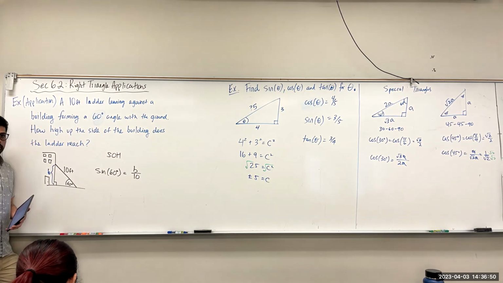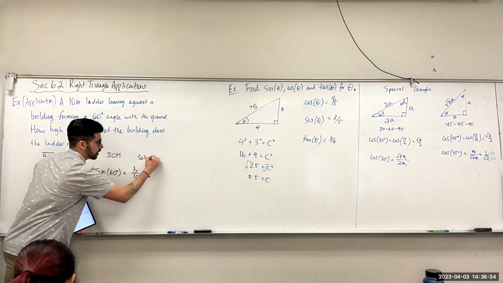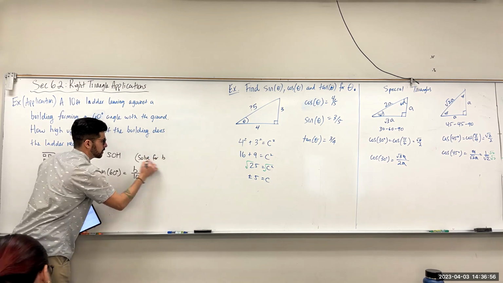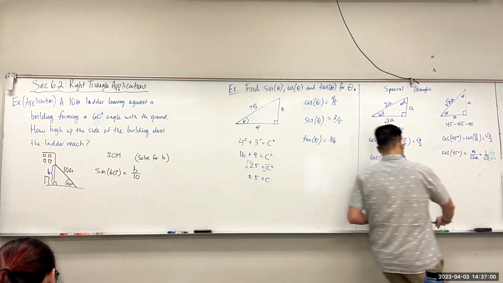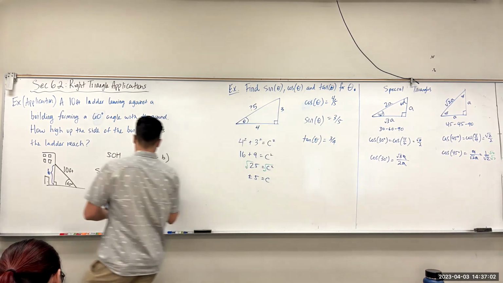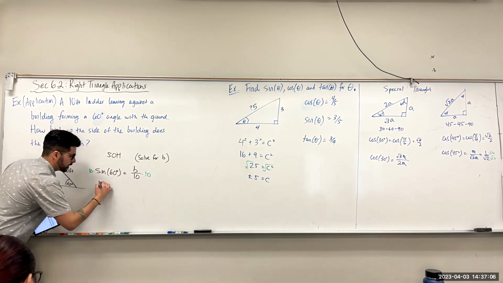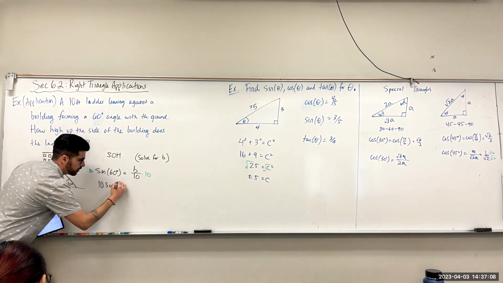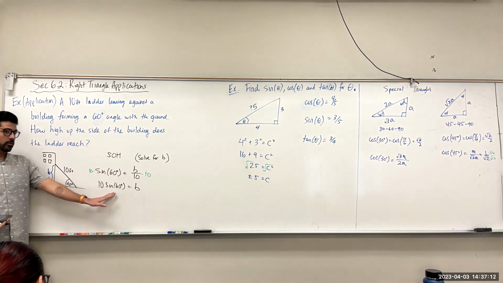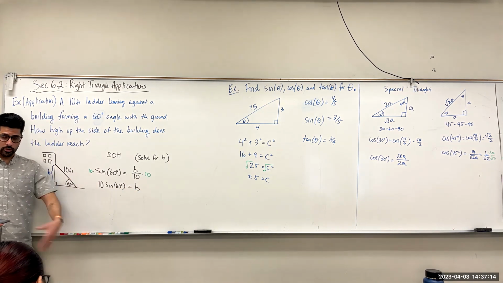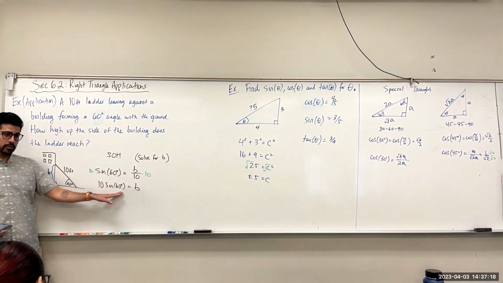We're solving for B. What do you do? Multiply both sides by 10. So we get 10 times sine of 60 degrees equals B. Now you apply the knowledge with the unit circle stuff and ask yourself, what is sine of 60 degrees?